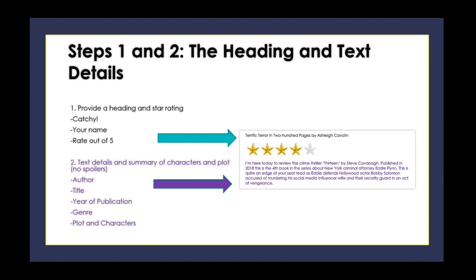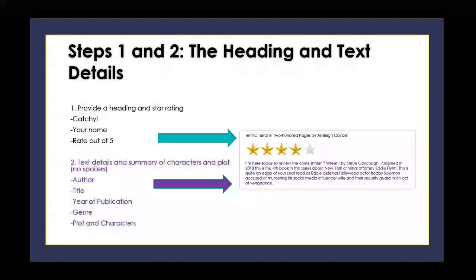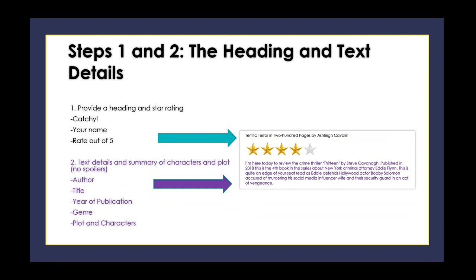I'm here today to review Crime Thriller 13 by Steve Cavanagh. Published in 2018, this is the 4th book in the series about New York criminal attorney Eddie Flynn. This novel is a quite on the edge of your seat read, as Eddie defends Hollywood actor Bobby Solomon, who is accused of murdering his social media influencer wife and their security guard in an act of vengeance. See how that didn't give away the ending though.